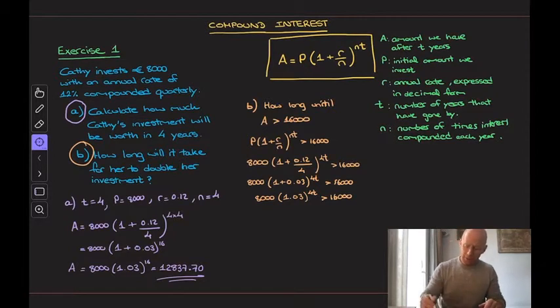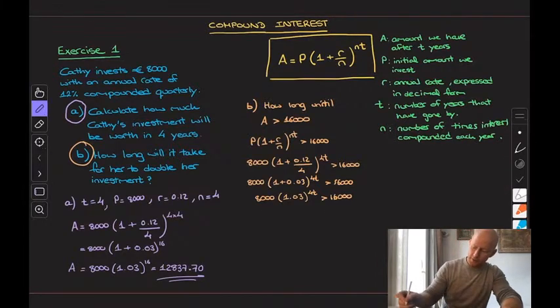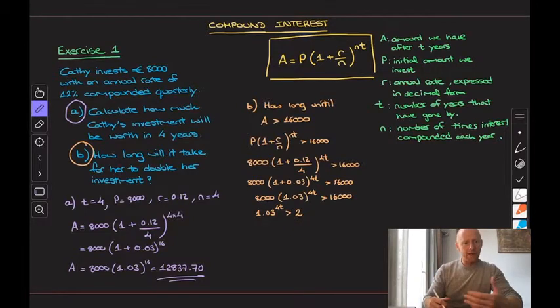So instead, what we can do here, if I divide both sides by 8,000, that's going to lead to a much simpler inequality to solve. We'll end up with 1.03 raised to the power of 4t greater than 2. Okay? That, with our calculator, we can quite easily solve. And at this stage, I'm going to show you two options. Two ways of solving this inequality.